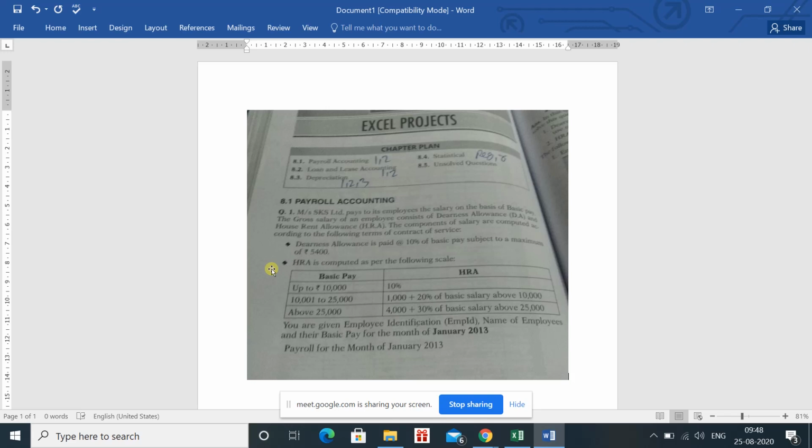For basic salary, there is no calculation required. You can see in the question that they have not given the basic salary. This means you have to take imaginary names of the employees and the basic salary. On the basis of basic salary, your calculation will be done, and you are given the employee identification ID, name of the employee and basic pay.